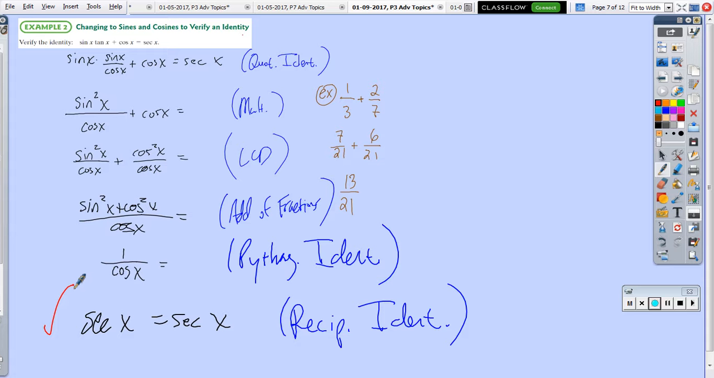In the LCD stuff, where you have the cosine squared x over cosine x, all you do is multiply. To go from the multiplier to the LCD stuff, you just multiply top and bottom by cosine x. And then you just combine like terms to get sine squared x plus cosine squared x over cosine x.